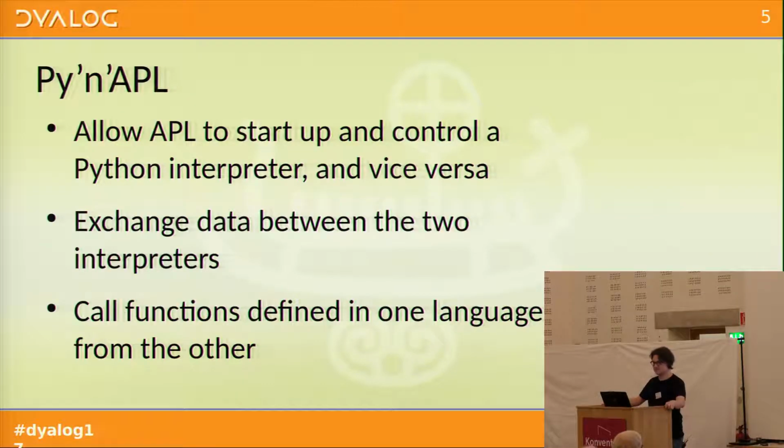So, what does Py'n'APL do? It allows Dyalog APL, the Dyalog APL interpreter, to start up and control a Python interpreter. And it also allows you to do it in the opposite direction, so you can start a Dyalog APL from Python. It can exchange data. There are some conversions, and you can call functions written in one language from the other.